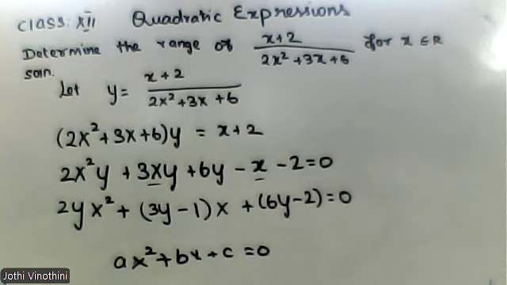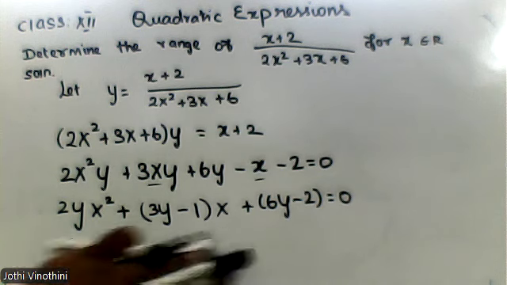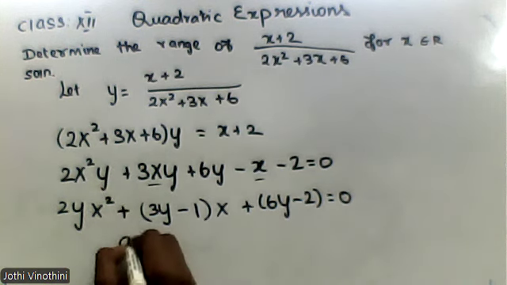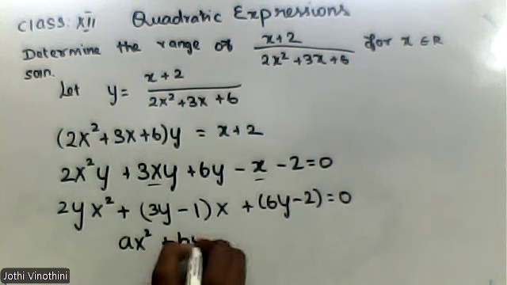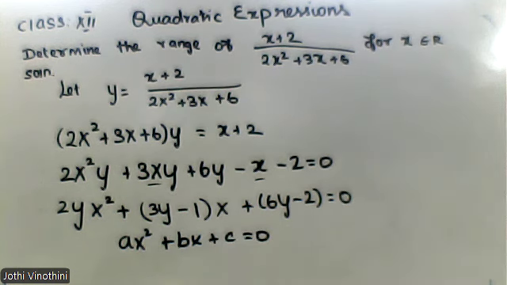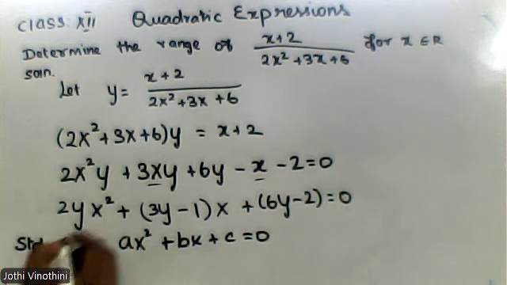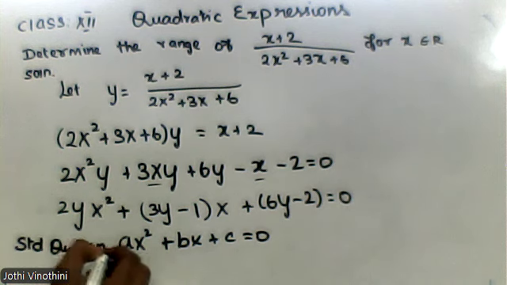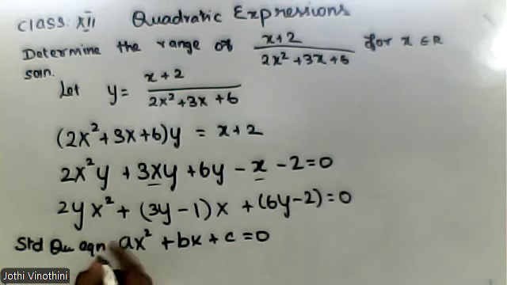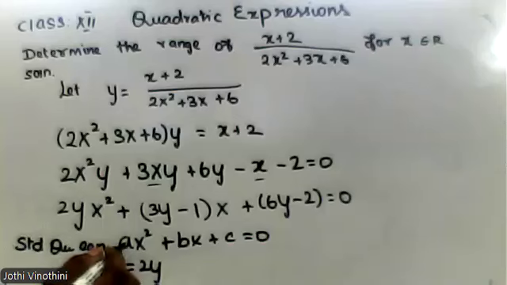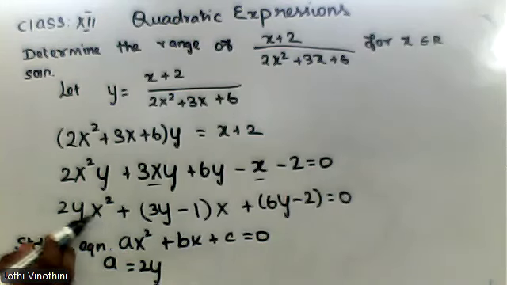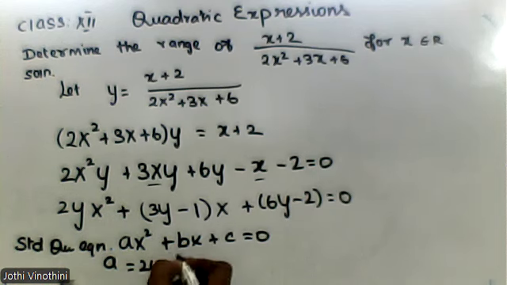Now, what is the standard quadratic equation? It is ax squared + bx + c equals 0. It is a standard equation. I am writing STD for standard quadratic equation. On comparing these two, I can write a equals 2y. Here a is the coefficient of x squared. What is the coefficient of x squared here? 2y. So I am taking a equals 2y.